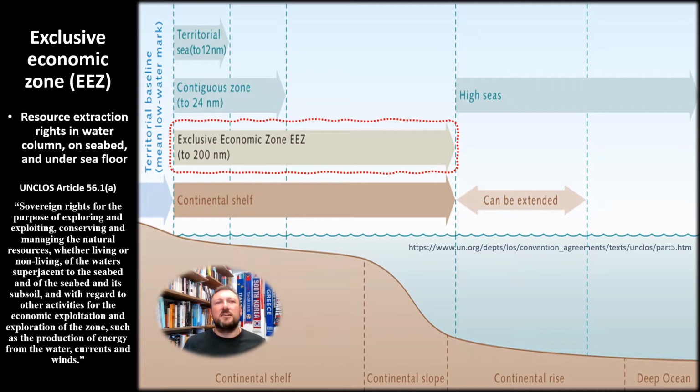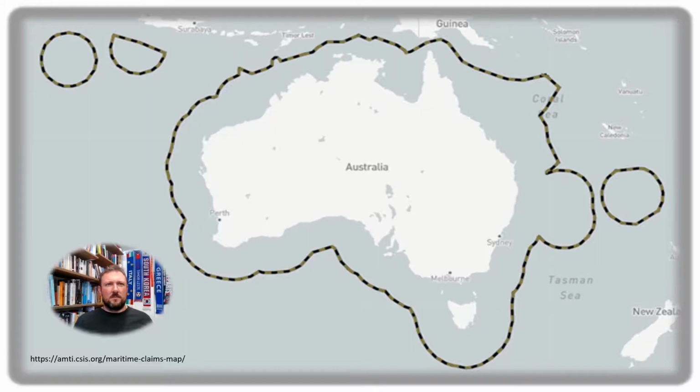Here, a state can claim exploitation rights over natural resources in the water column of the sea, on the sea floor, and under the seabed. So usually this relates to fishing rights and rights to exploit oil and gas deposits under the seafloor. By way of illustration, this is Australia's EEZ claim.